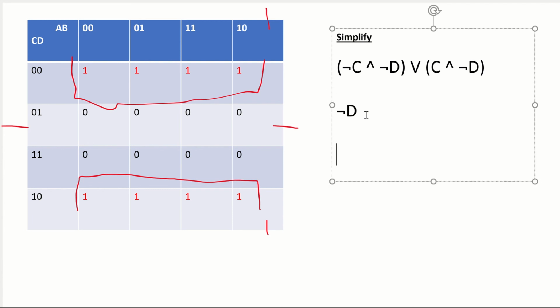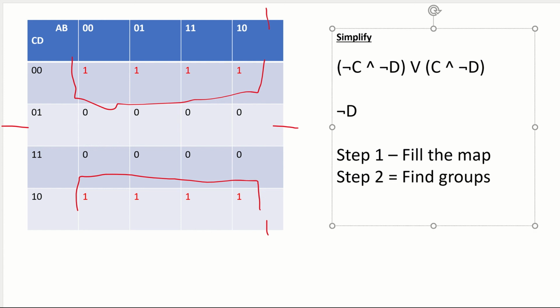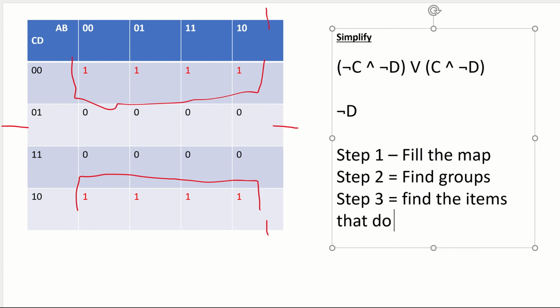So year 12, that's what you need to be able to do. So step 1 is fill the map. Step 2 is find groups. Step 3 is win, because then it's easy after that, isn't it? Really find the items that do not change.